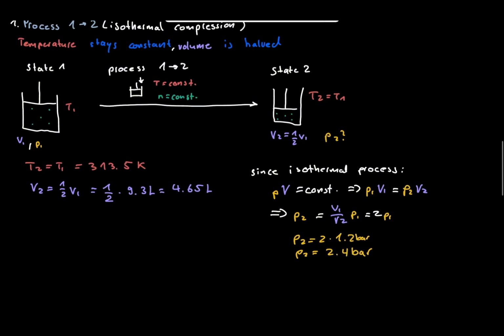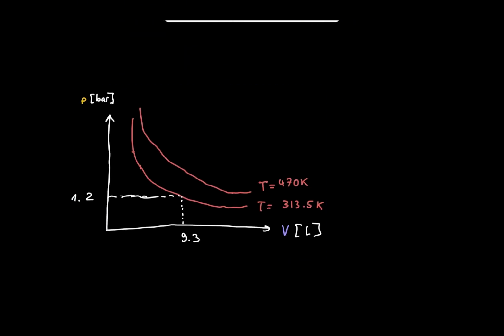Temperature remains unchanged at 313 Kelvin. We now plot state 2. In the diagram, we move along an isothermal curve up and to the left from state 1 to state 2.